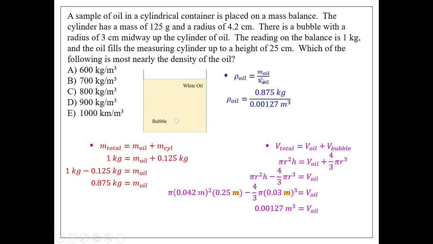Now that I have the volume of the oil, I already have mass. I just found V. So mass is 0.875 kilograms. The volume I found just now is 0.00127 meters cubed. And if I simplify that on my calculator, I'll get a value of about 689 kilograms per meters cubed. And the question here says most nearly. So 689 resembles 700. So I'm just going to go with choice B. That would be my answer.